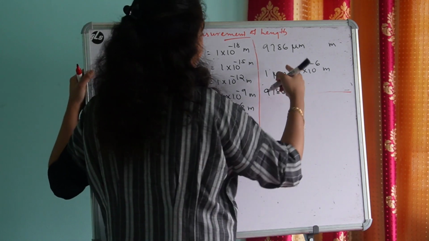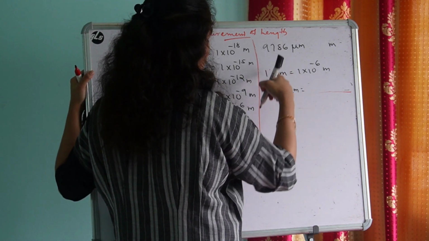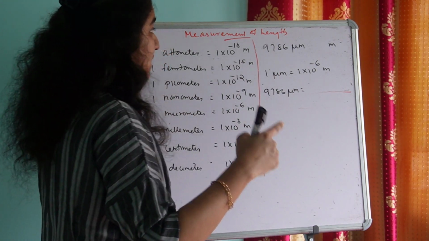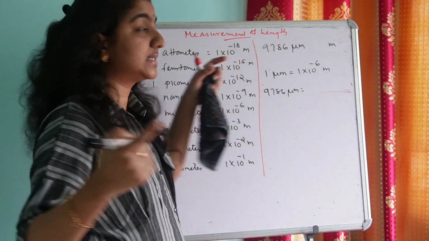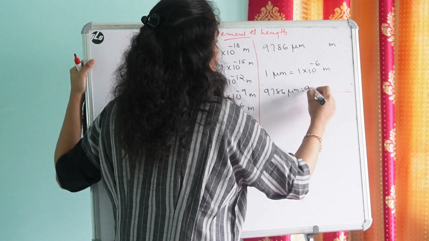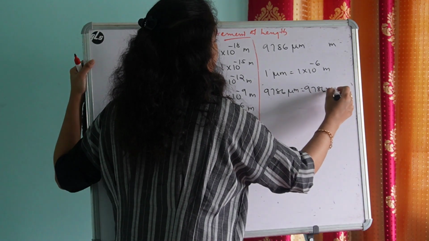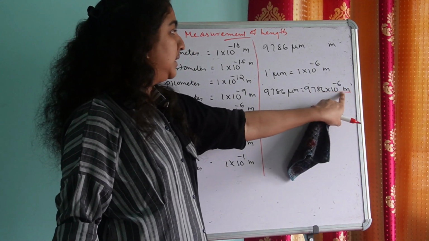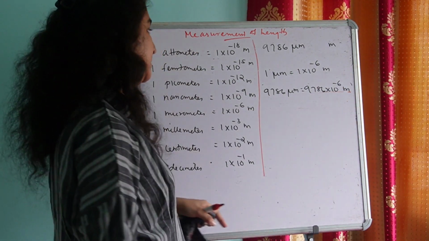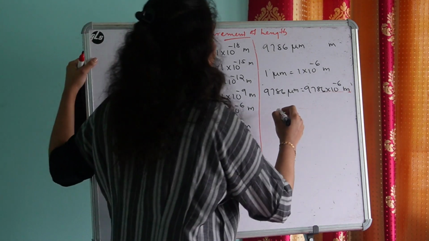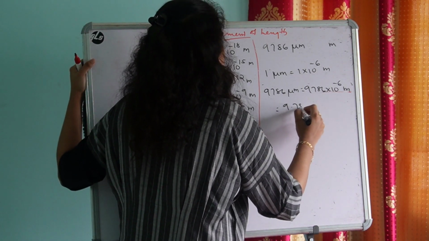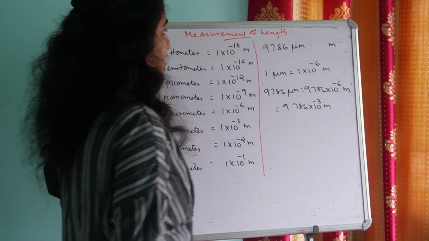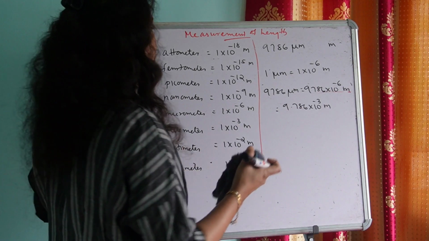Since I multiplied this number on the left side, I have to multiply the same number on the right side also. So I am multiplying by 9786 into 10 power minus 6 meter. So it can be written as 9.786 into 10 power minus 3 meter. Is it clear? Yes.